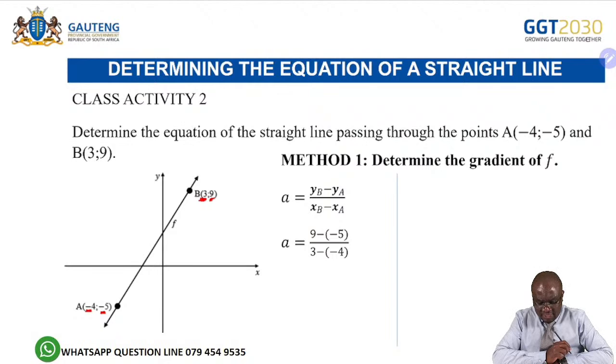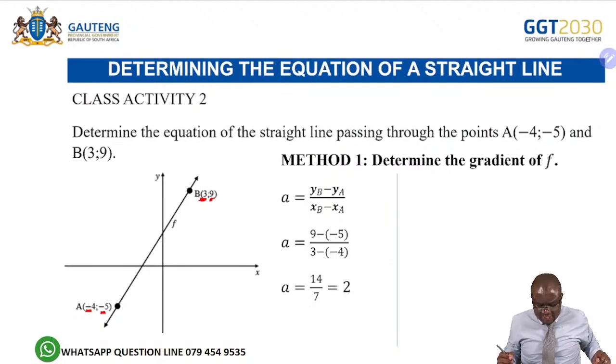Okay, very sorry for that, learners. I don't want to confuse you. I think it's clear now, okay? Is it clear? Everything? Perfect. And then now it's going to be 14 over 7, where a is equal to 2. And then now we have our gradient.